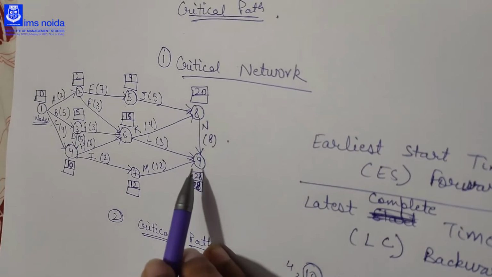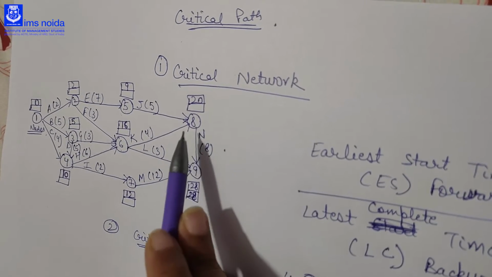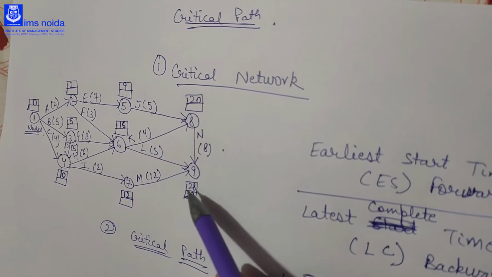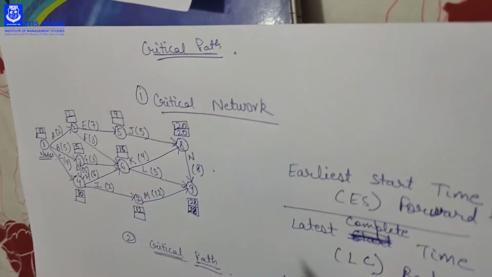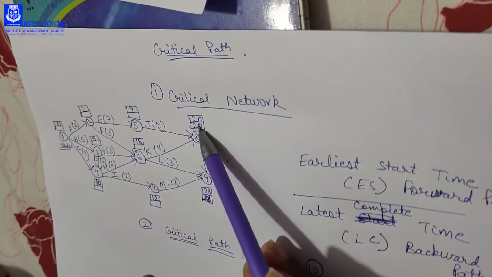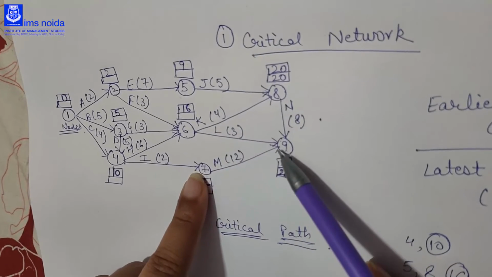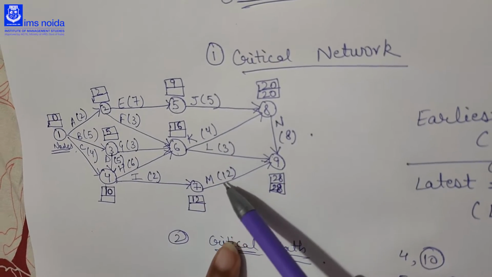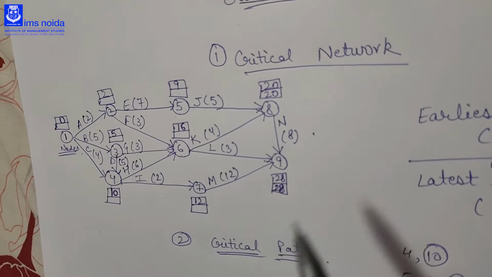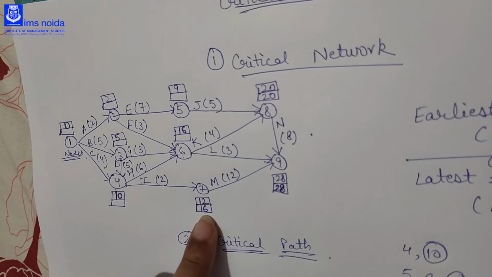Now if you move from 9 to 8, there is only one way to move from 9 to 8. So then you will subtract the duration, that is 28 minus 8, that is 20. So latest LC time of 8 is 20. Then you come to the 7. If you are coming to the 7, there is only one way, that is 9 to 7. So you will subtract 12 from 28, that is 16. So LC of your 7 is 16.